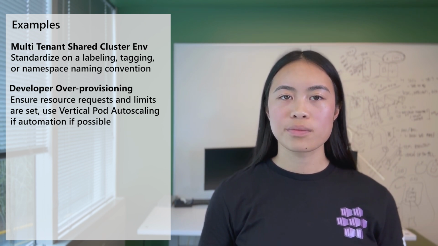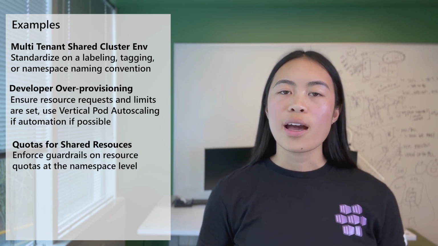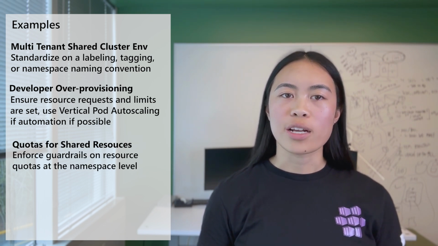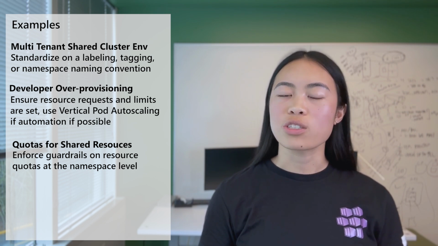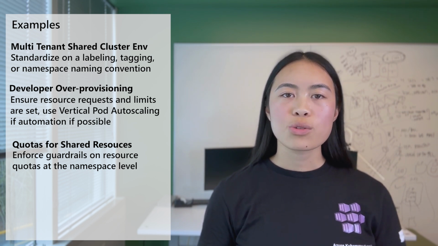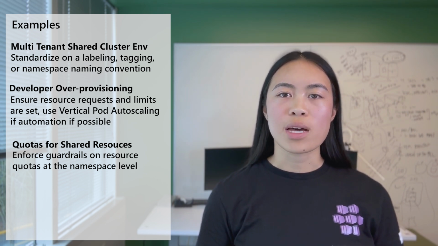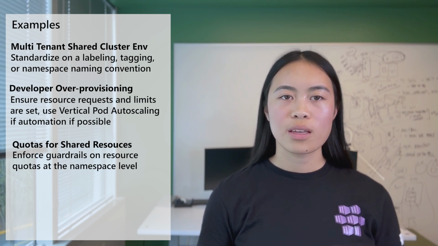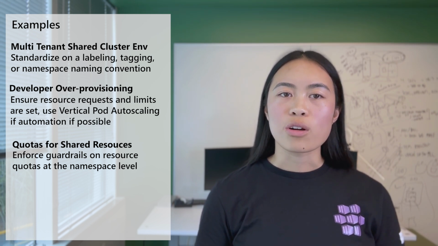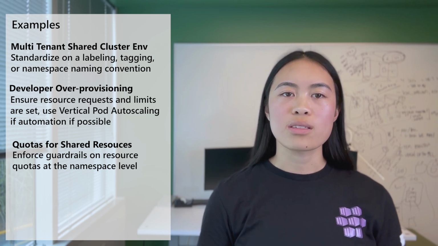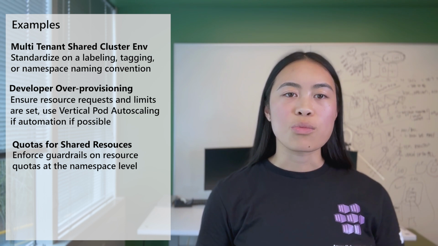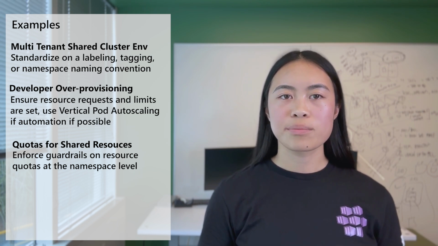VPA will provide recommendations on the optimal request and limit values based on historical workload usage and automatically right-size the pod. Example number three, an important consideration for multi-tenant environments is resource exhaustion and competition between workloads running on shared infrastructure. Resource quotas are a great way to limit the amount of resources that can be consumed by different teams or applications. Enforcing guardrails or quotas at the namespace level is a great way to ensure no single team or application consumes more than its fair share of resources.